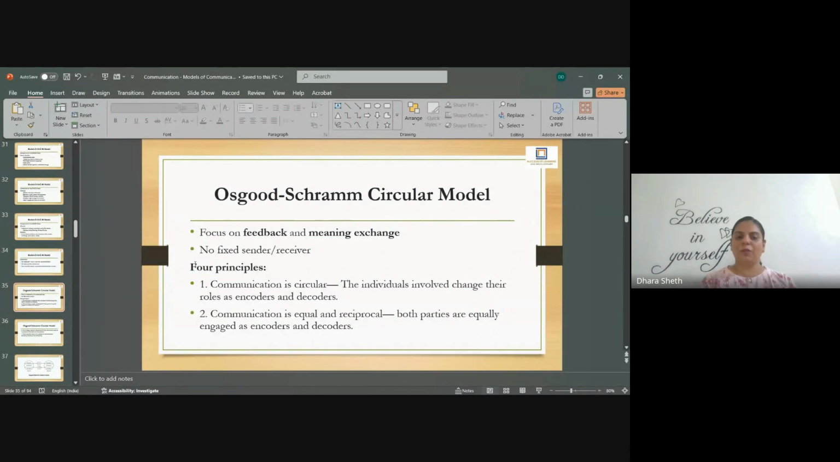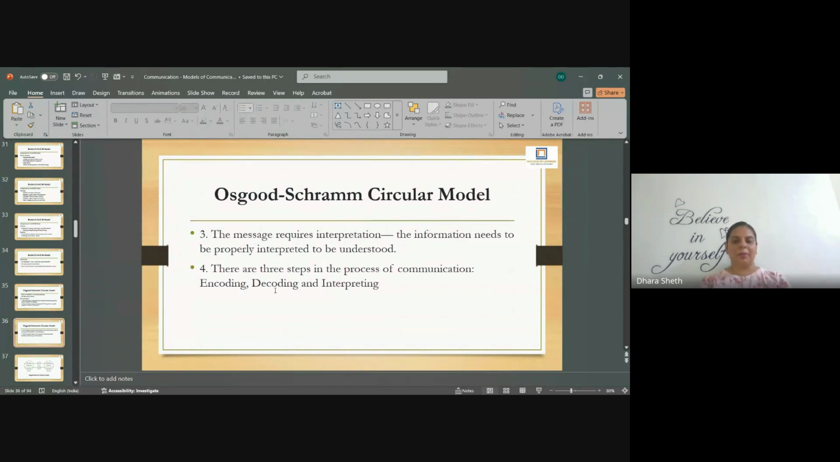The communication, the four principles are: first, communication is circular. Encoder and decoder position keeps changing. Communication is equal and reciprocal. Both people are equally sharing and both people are equally receiving. So face-to-face communication is considered a good example of it. The message requires interpretation. Like when someone says something, the other person needs to listen, decode the message, and then give feedback. Encoding, decoding, interpreting are the three steps.